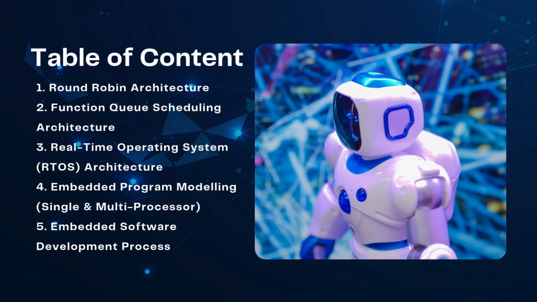The presentation is organized into five major parts. The first one is round robin architecture. The second one is function queue scheduling architectures. The third one is real-time operating system architectures. The fourth is embedded program modeling in single and multiprocessor systems. And finally, the embedded software development process. Each of these architectures plays a unique role depending on the system complexity and real-time requirements.